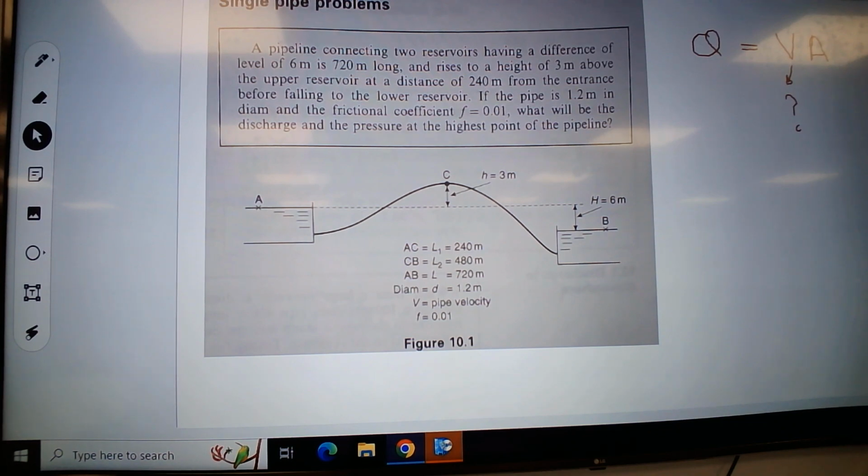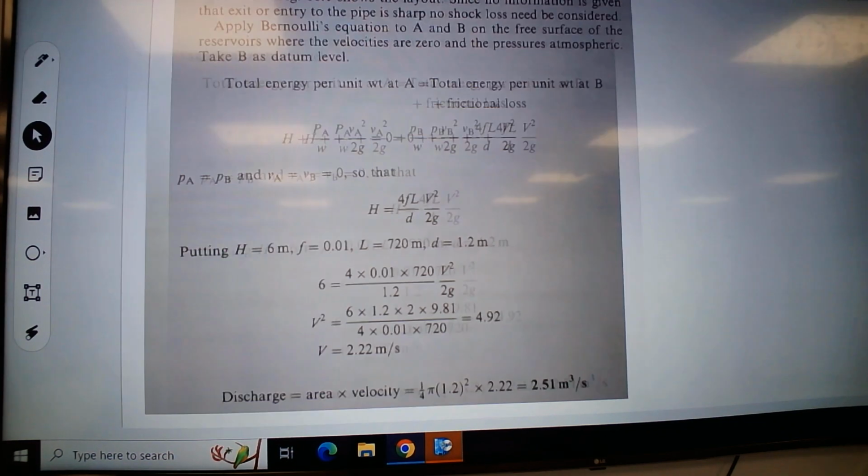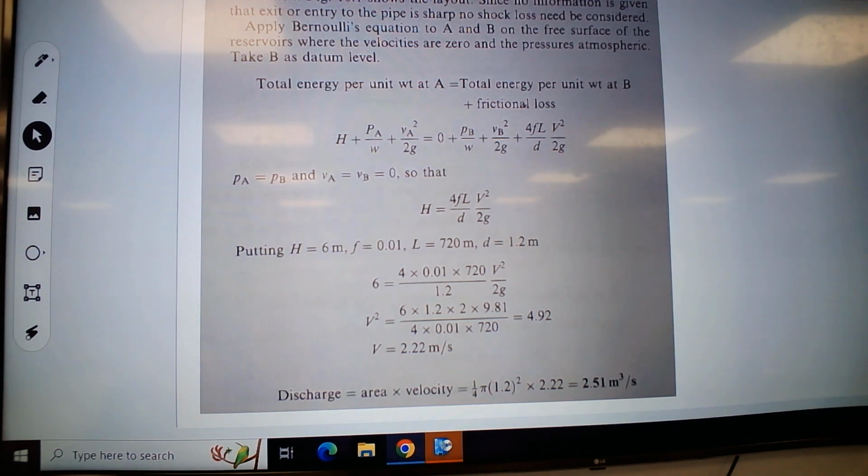Now if you go to the next slide, please. In this question, there is no information that the exit or entry of the pipe is sharp, or that there are shock losses. It's not provided. If it's not provided, we assume they are 0. They will provide you with that category, but if it's not provided, we assume that's 0.